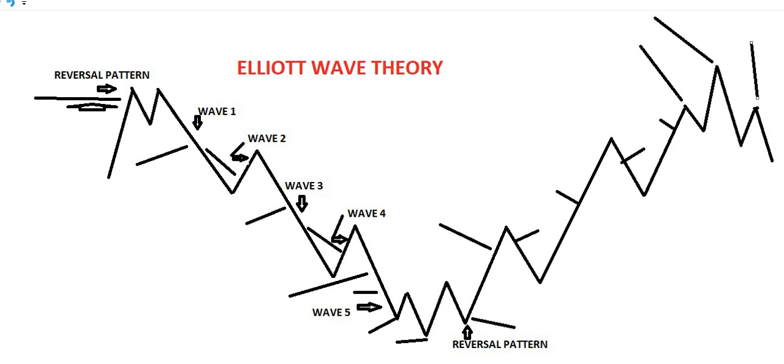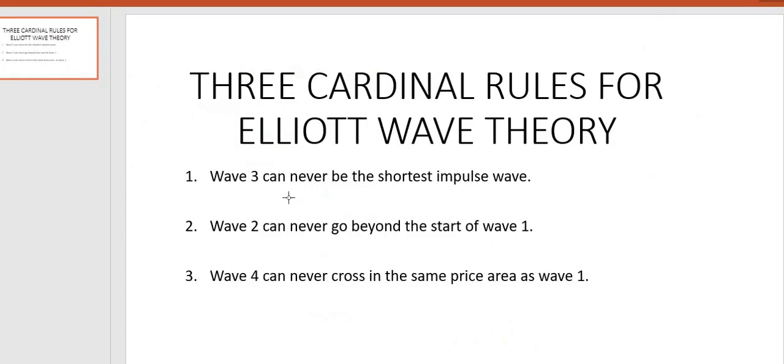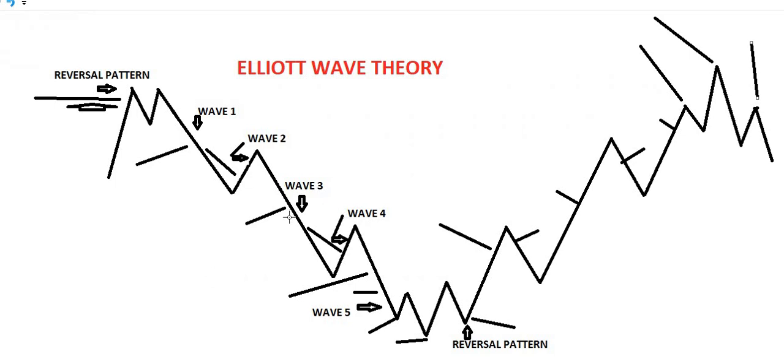But there are three cardinal rules of this theory which I would like to share with you. The first rule of the Elliott Wave Theory is that wave 3 can never be the shortest impulse wave. Let me show it to you. Here at this point, it is wave 3. What is an impulse move? An impulse move is the move which helps the market to continue its trend. It can be a bullish trend, it can be a bearish trend.